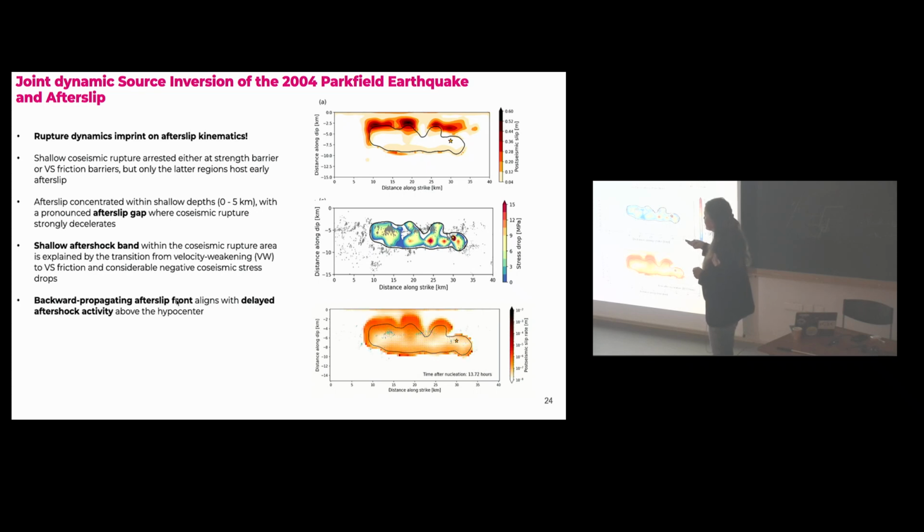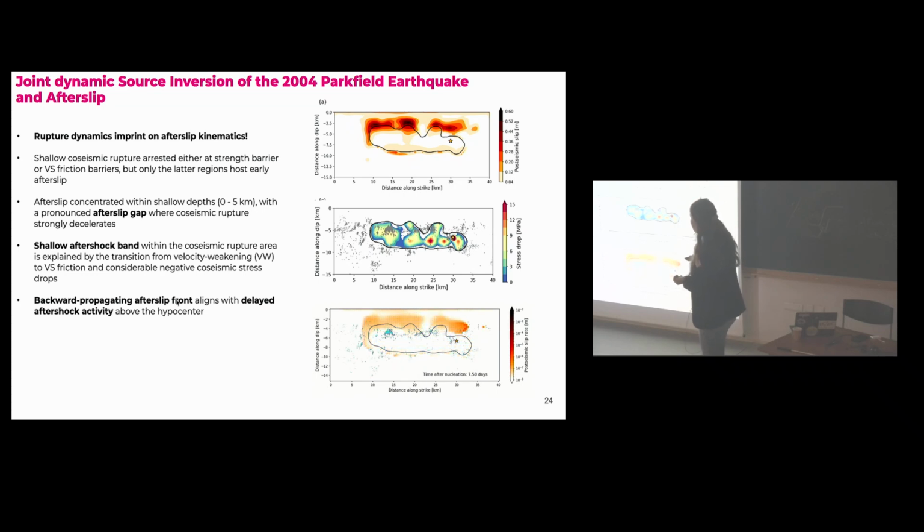So if rupture arrested either at the strength barrier or the velocity strengthening friction barrier leads to very different after-slip evolution. And well, if rupture propagated into a velocity strengthening region, you get a lot of after-slip being generated there. If rupture is stopped within the velocity weakening zone, just as an asperity, you will not get after-slip evolution there. So it could be really interesting fingerprint that we could start looking for to also learn something about the co-seismic rupture.